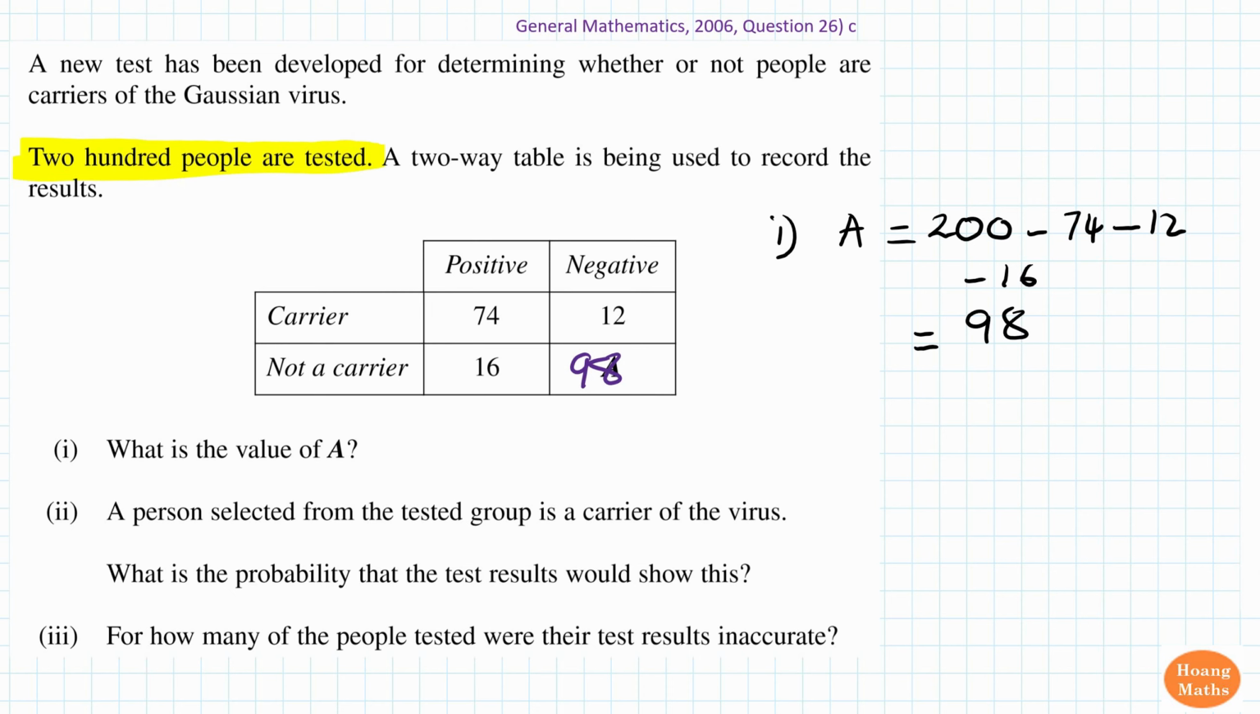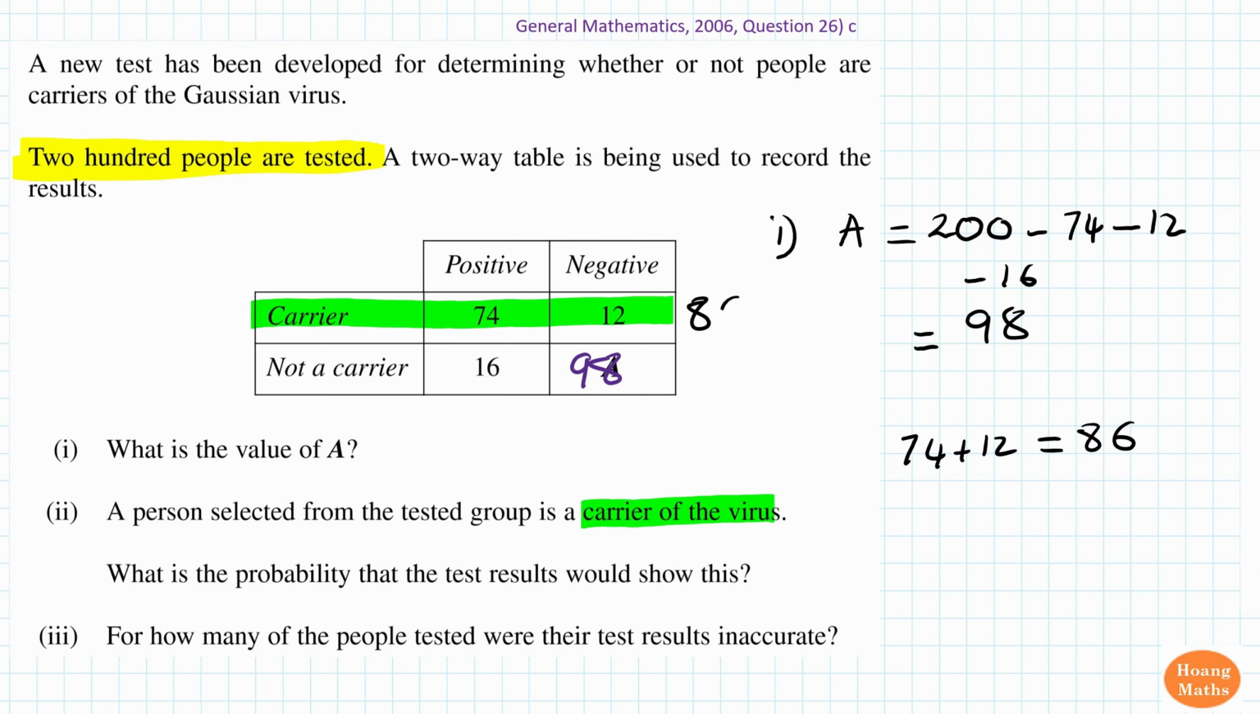Part 2. A person selected from the test group is a carrier of the virus. What is the probability that the test results would show this? So first of all, we know that the person selected from the test group is a carrier of the virus. So that means we focus on this row here. And the total of this is 74 plus 12. So 70 plus 10 is 80, 4 plus 2 is 6, so 86. So the total of this is 86 first.